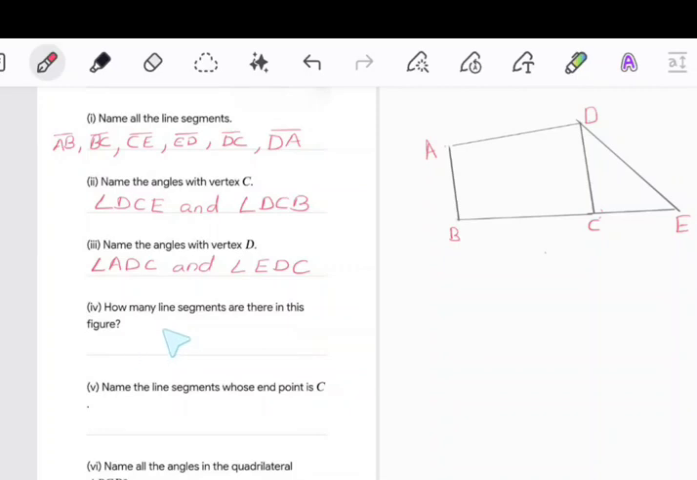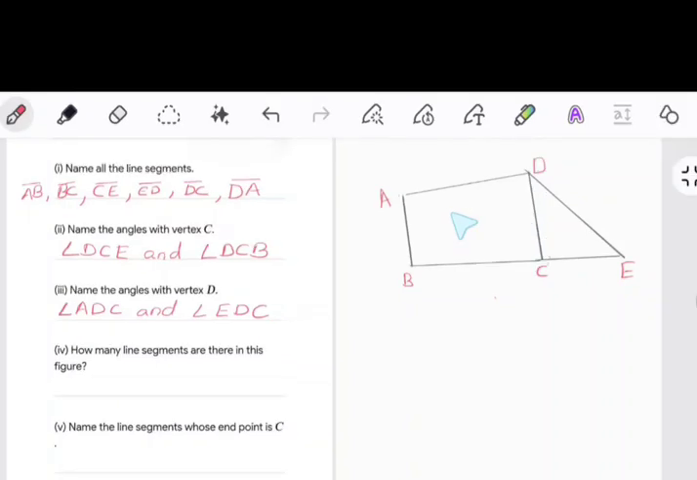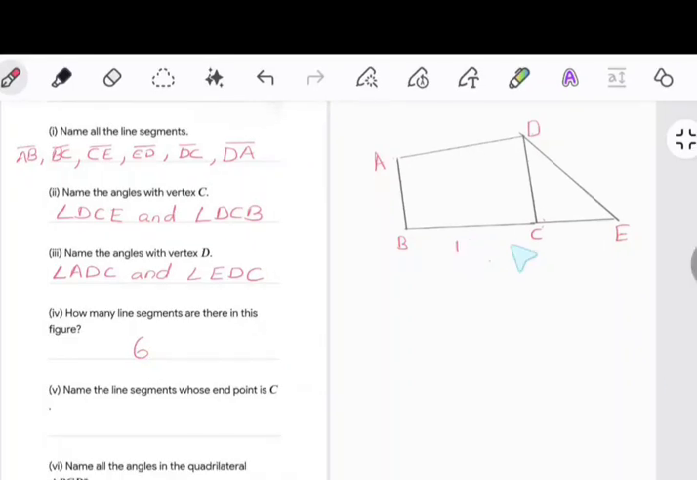Fourth one, how many line segments are there in this figure? For this figure, 6 line segments are there. So we can write 6. Count: 1, 2, 3, 4, 5, 6. So total 6 line segments.